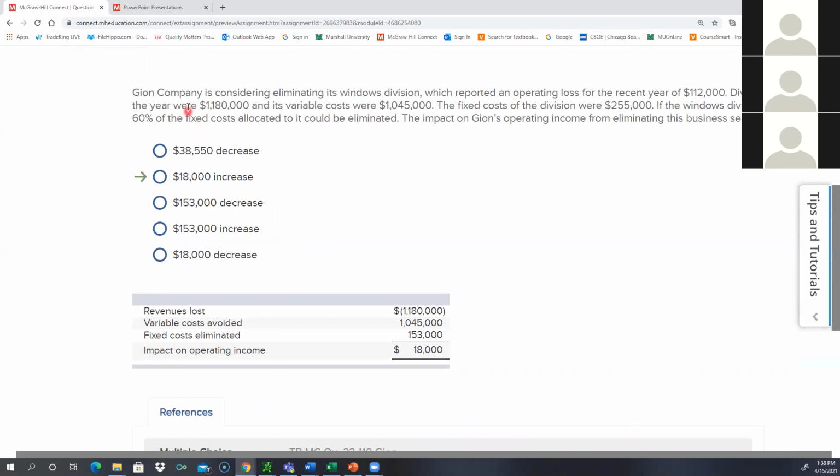Okay, so first of all, they are considering eliminating the window division. So that's the first thing. So the question is what will happen with the window division being closed? So what would be the impact of eliminating a business segment? So very similar to that first question you had over there.